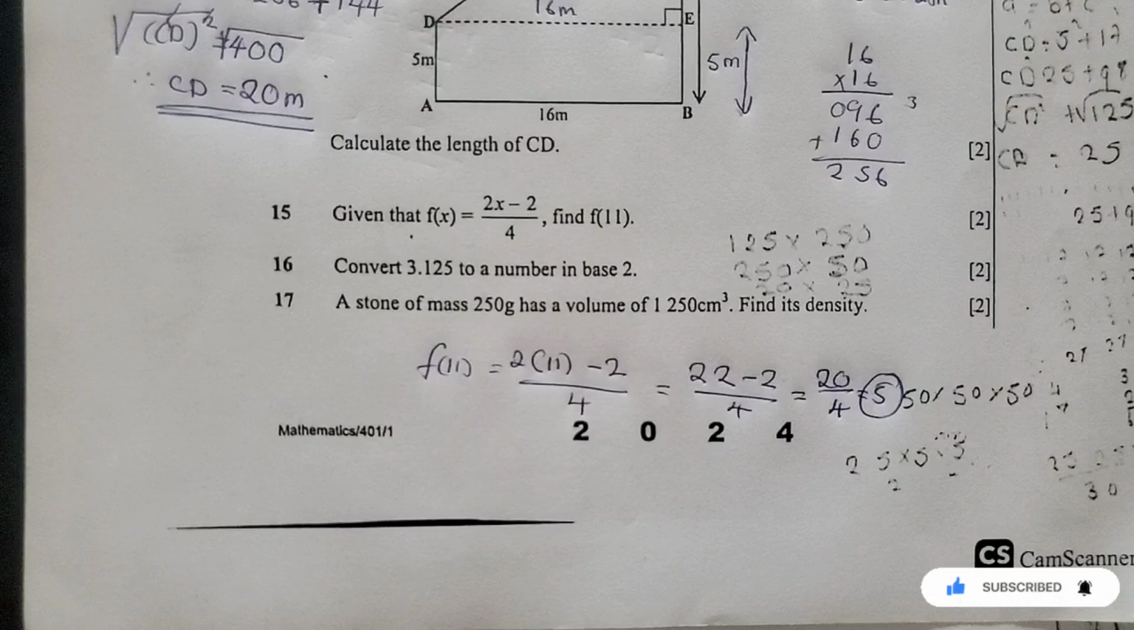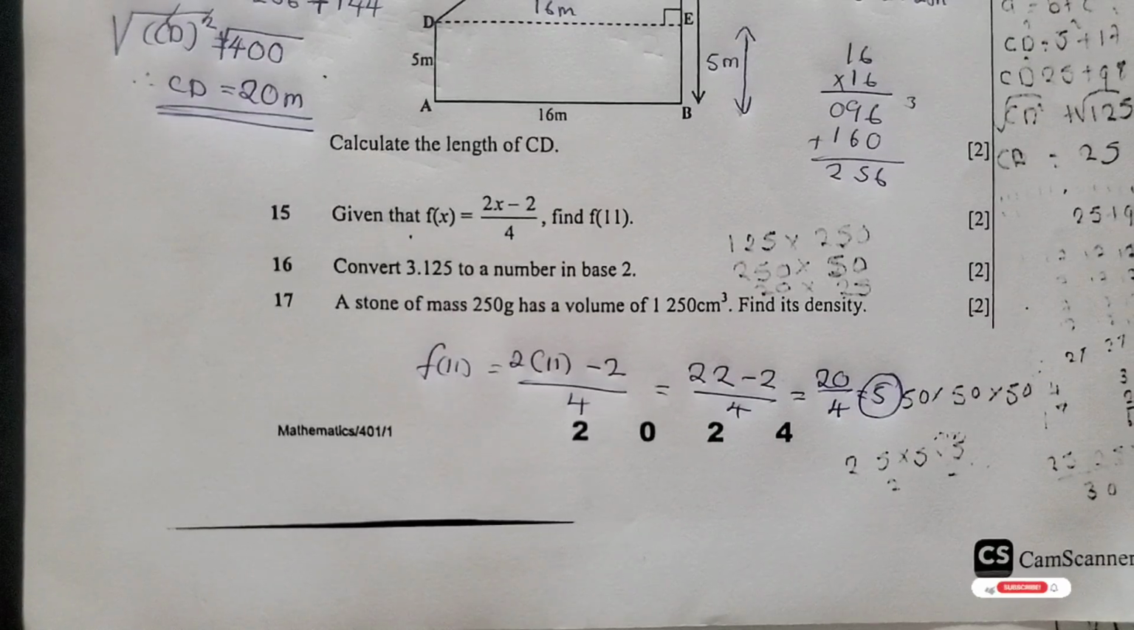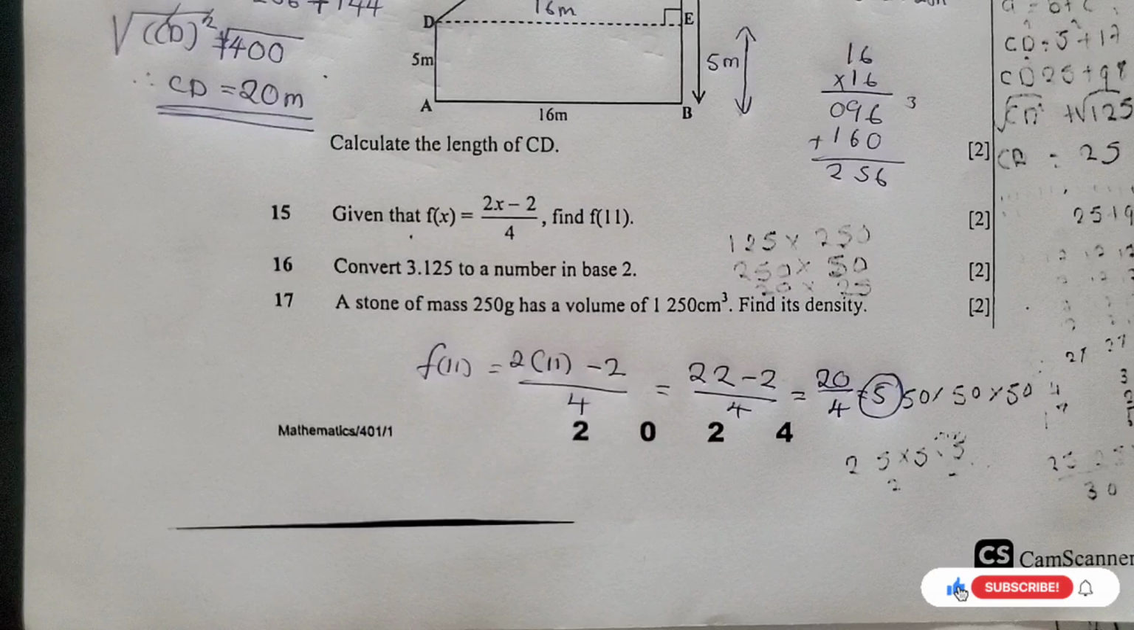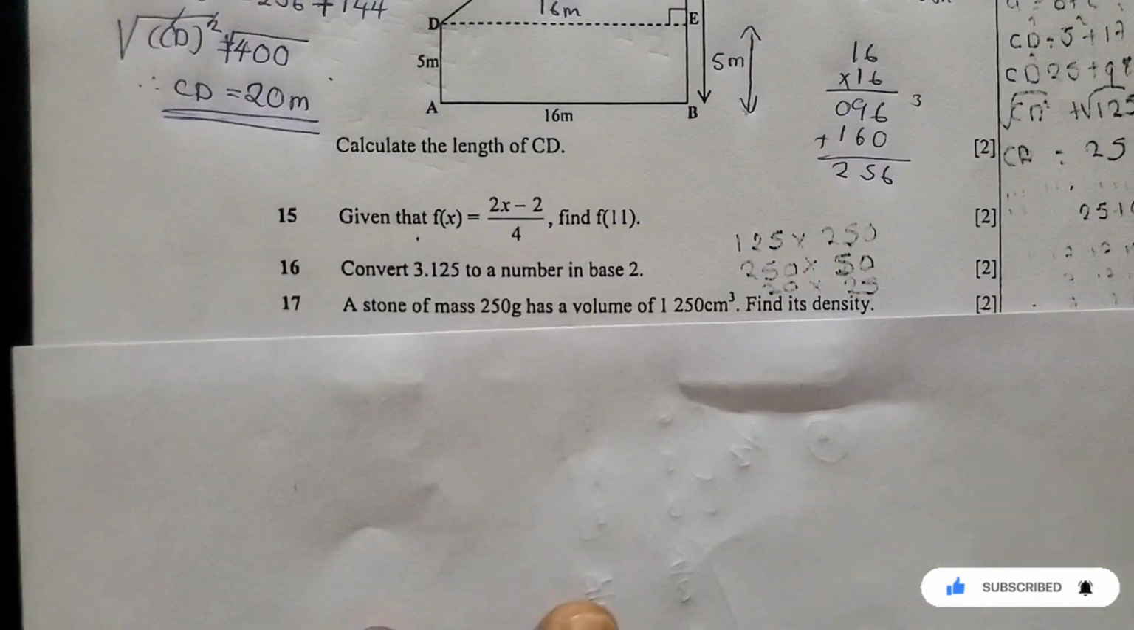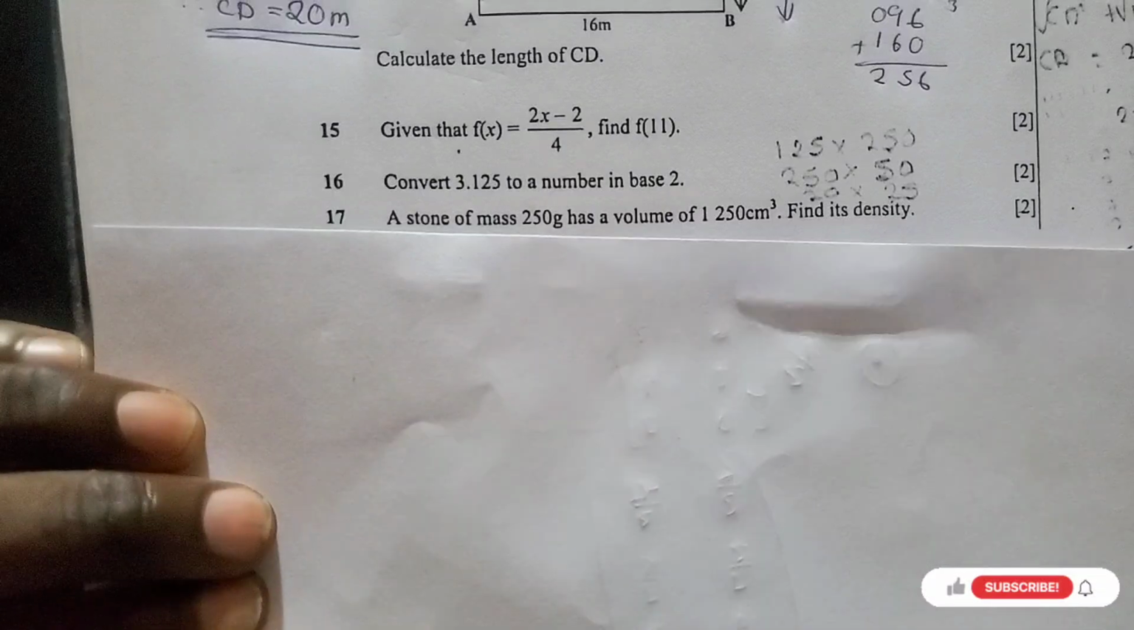Convert 3.125 to a number in base 2. Okay, this is simple. However, you need to understand something. This number has a decimal.